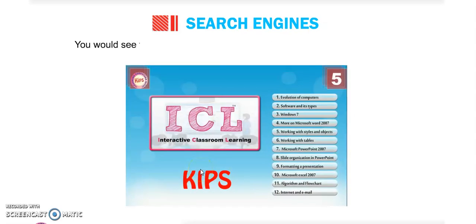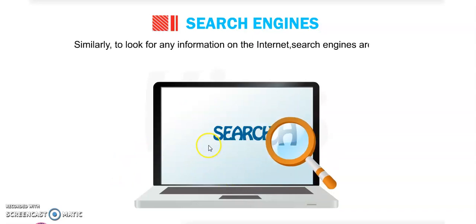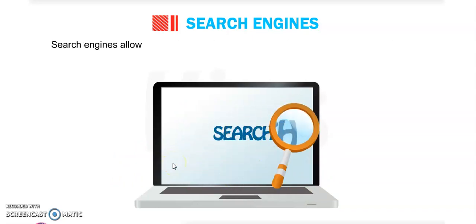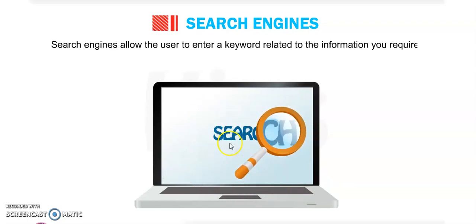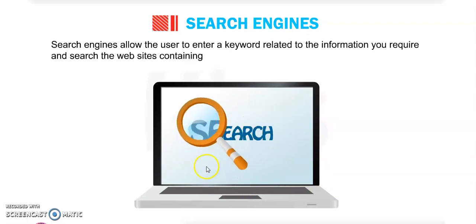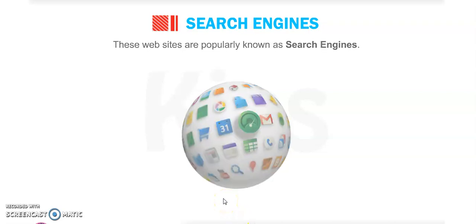Now next is, what are search engines? What will you do if you want to find a particular chapter in a book? You would see the index, find out the page number and then open that page. Similarly, to look for any information on the internet, search engines are used. The search engine allows the user to enter a keyword related to the information you require and searches for websites containing that particular information. These websites are popularly known as search engines.